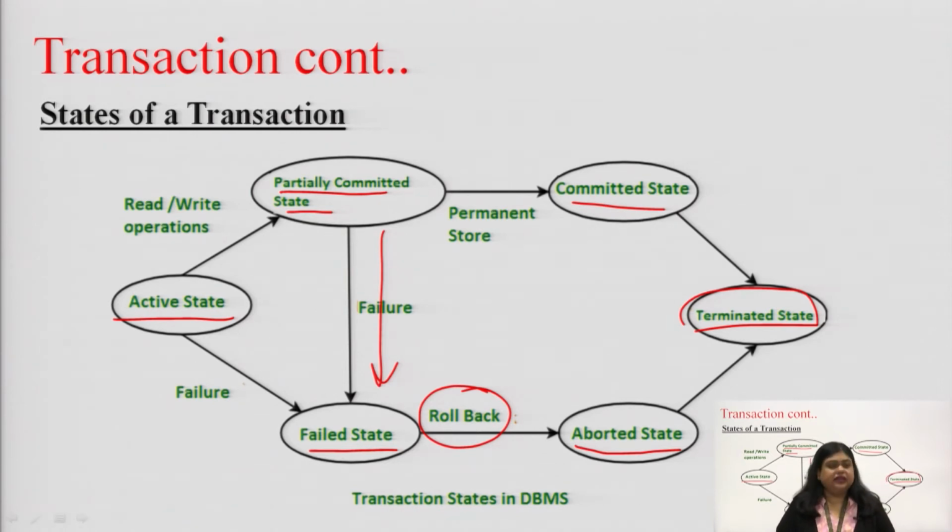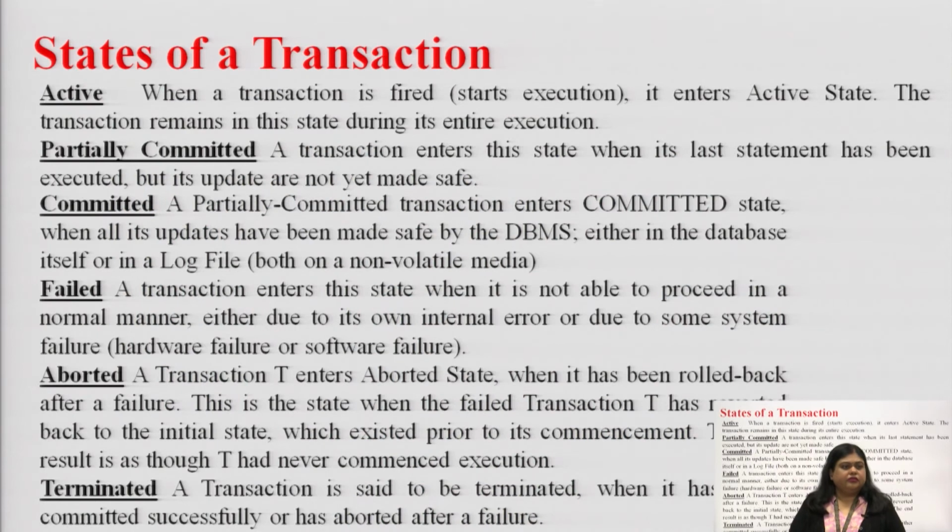So, let us go into it a little bit more in detail. These are the things that you have already seen in the diagram. The active state is when a transaction has started or has been fired by the operating system or by the database manager. The transaction remains in this state during its entire execution, till it finishes or terminates itself.